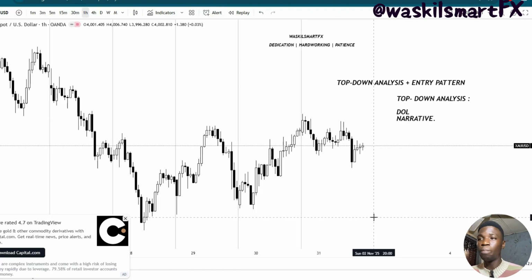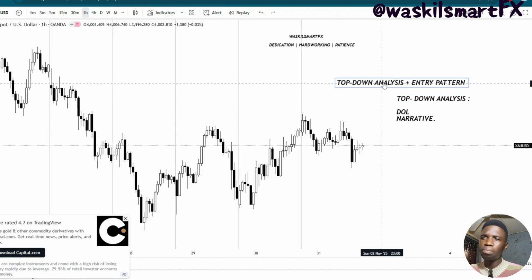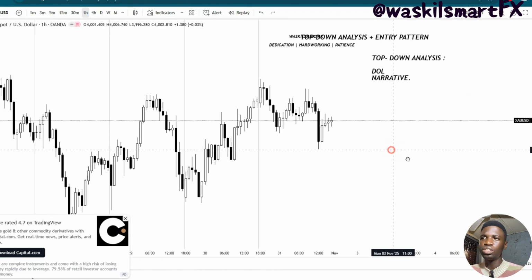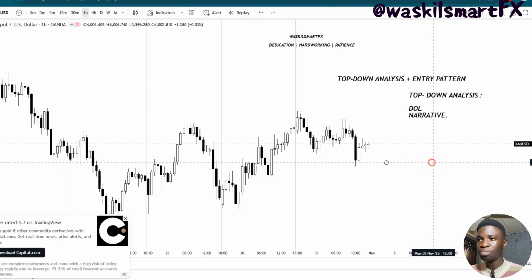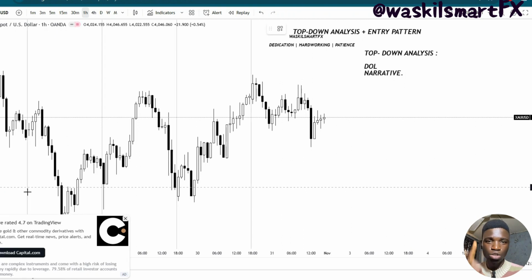So today I'll make use of two, which are draw on liquidity and narrative. Draw on liquidity is where the market is going to, and the narrative is what the market can use to get there. So the strategy I use is top-down analysis plus entry pattern. When I have found what the market should use to get to the draw on liquidity, I make use of my entry pattern. I have three entry patterns, but for this video I'll only be dropping one, because that is what I used on this particular trade.